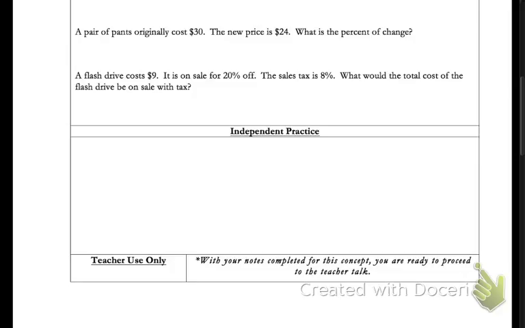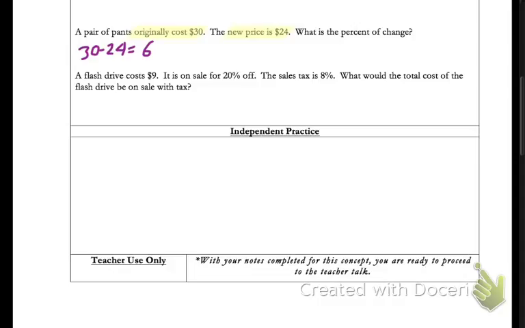Well, the original cost was $30. The new price is $24. So we have dropped by $6. Where did I get 6 from? Well, 30 minus 24 tells us we've dropped $6. So the percent of change: we've dropped $6 out of the original 30.